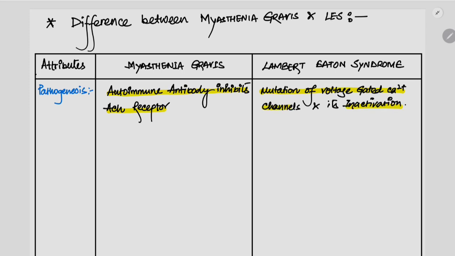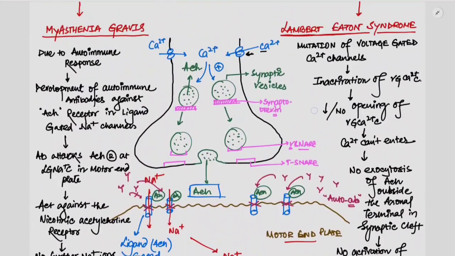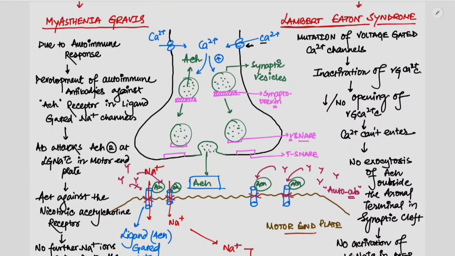Secondly, release of acetylcholine in the synaptic cleft. What happened in the release of acetylcholine? We see in myasthenia gravis what happened. Autoimmune antibodies are generated against the ligand gated sodium channel, against the acetylcholine receptor of the ligand gated sodium channels.